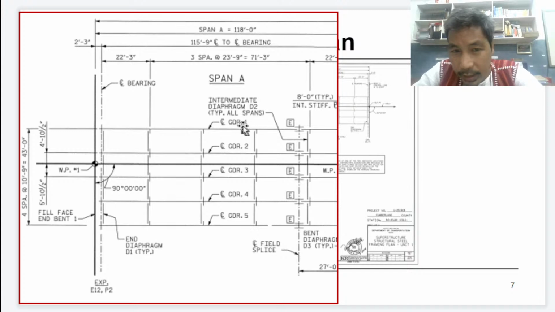So what do we mean by GDR? I want to hear from somebody who is listening. If there are any questions, I will be the one who asks questions. What do you mean by GDR? GDR1, GDR2, GDR3.